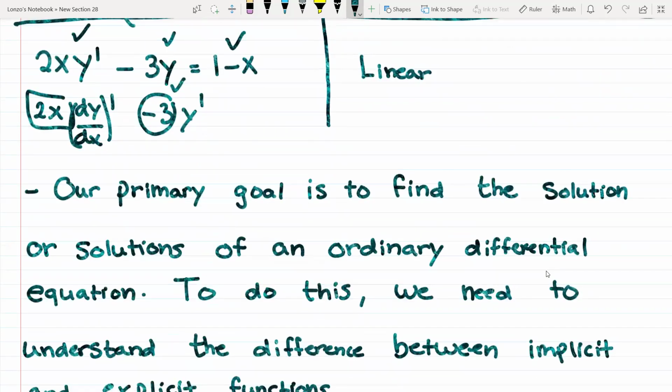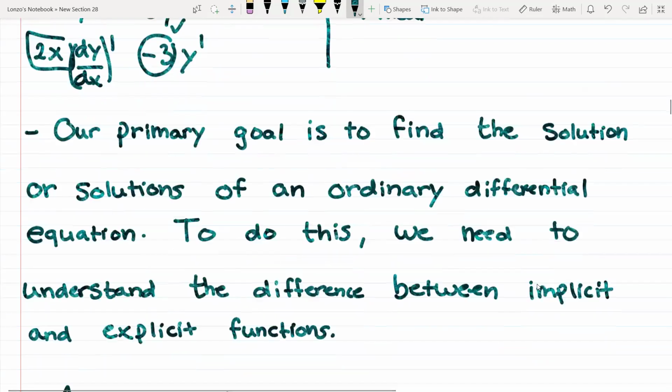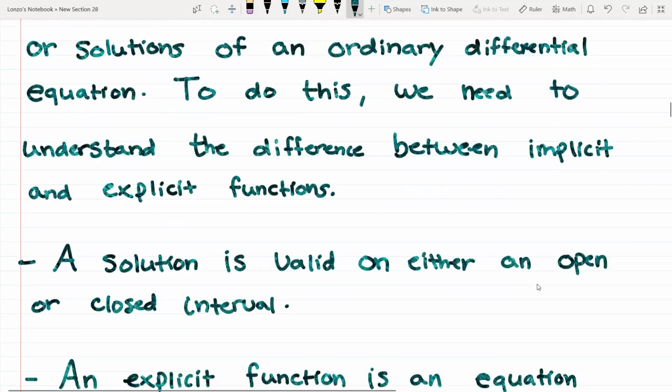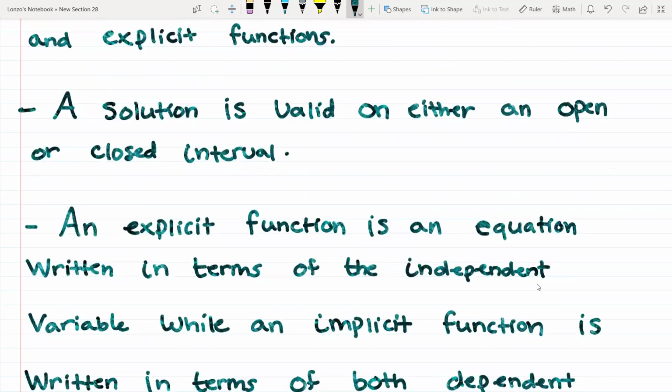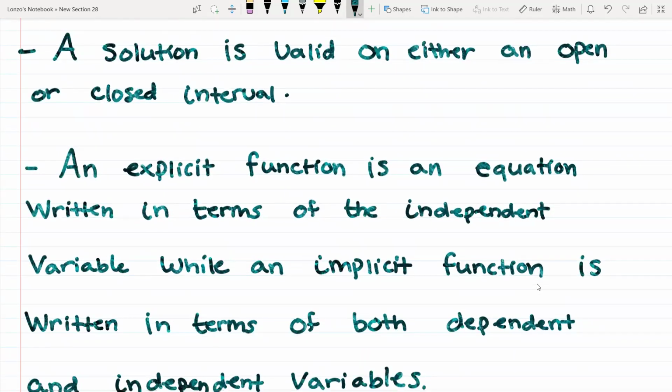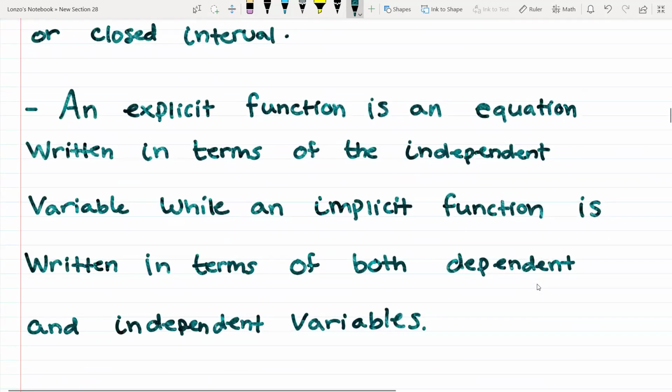Okay, so our primary goal is to find the solution. In a differential equation, our primary goal is to find the solution of an ordinary differential equation. To do this, we need to understand the difference between implicit and explicit functions. The solution is valid on either an open interval or a closed interval. An explicit function is an equation written in terms of the independent variable, while an implicit function is written in terms of the dependent and independent variables.